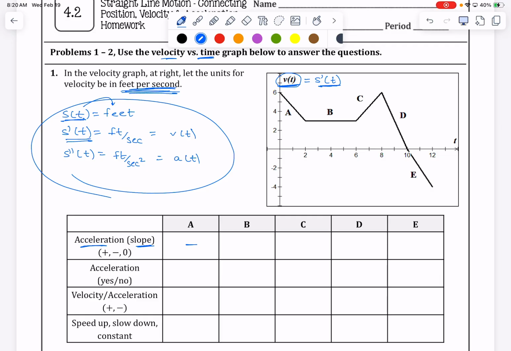Negative. B will be what? Zero. C will be? Positive. D is? Negative. And E is what? Positive. No, negative. Slope's negative on E.